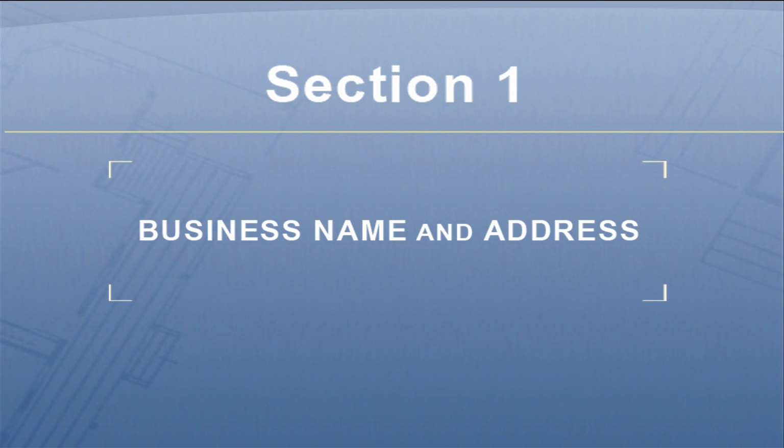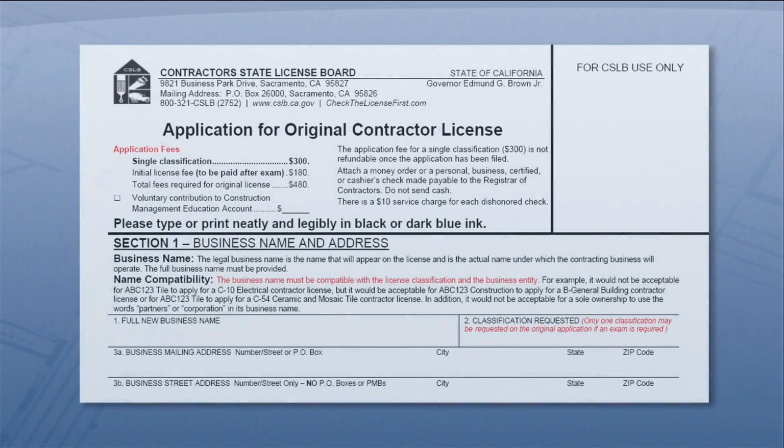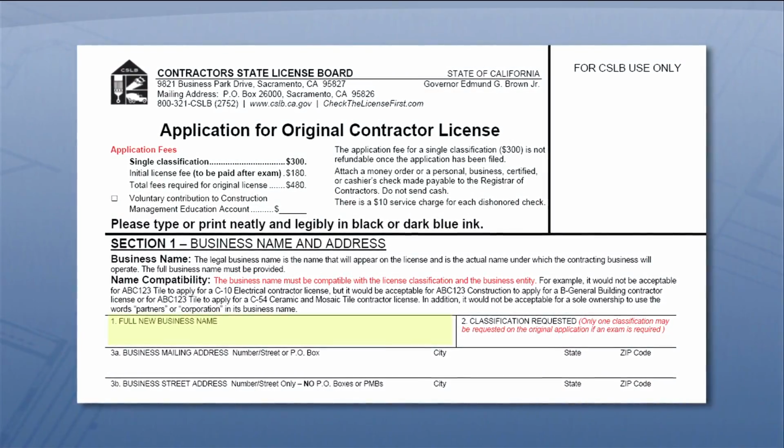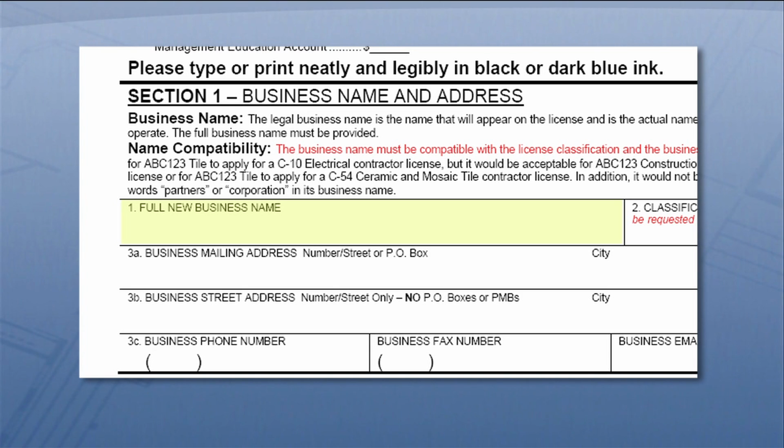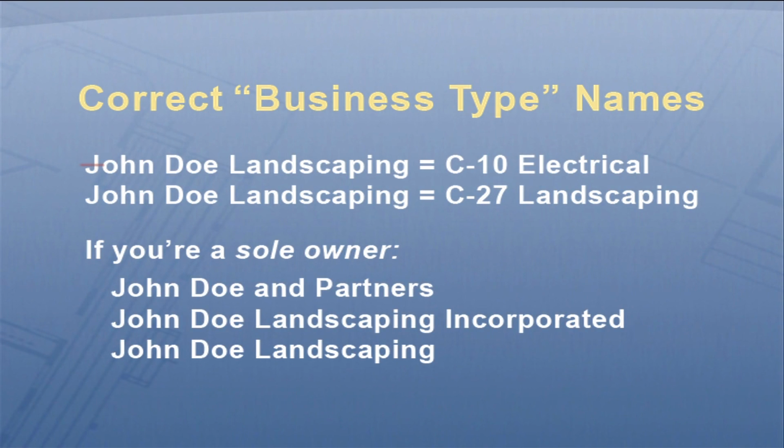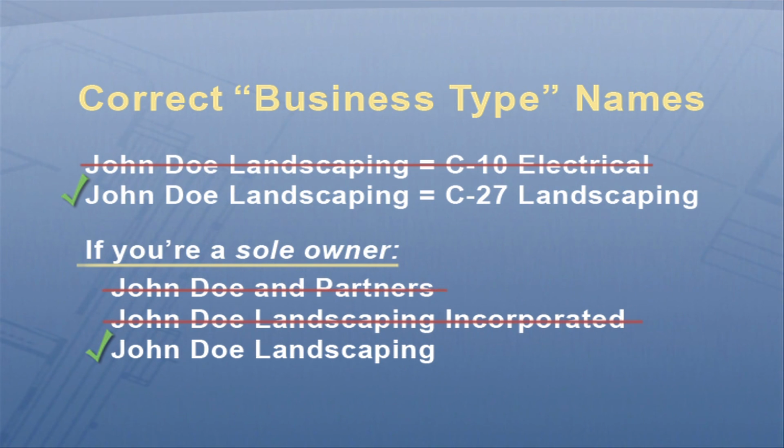Okay, let's take a look at Section 1. Have you established a business name? If you have, write it here on line 1, and keep in mind that the business name has to match the type of classification you're applying for and the type of business you operate. That means if your business name is John Doe Landscaping, you wouldn't be applying for a C10 electrical license. Instead, you'd be applying for a C27 landscaping license. And if you're a sole owner of a business, your business name can't be John Doe and Partners or John Doe Landscaping Incorporated, but just John Doe Landscaping.